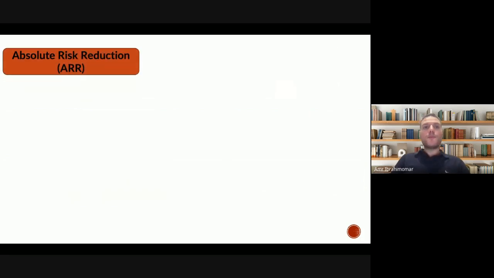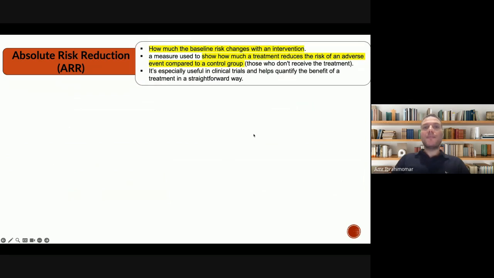All right, absolute risk reduction. What does that mean? Absolute risk reduction, in a very simple way, is how much a baseline risk changes with an intervention. In another way, it shows how much a treatment reduces the risk of having an adverse effect compared to the control group.